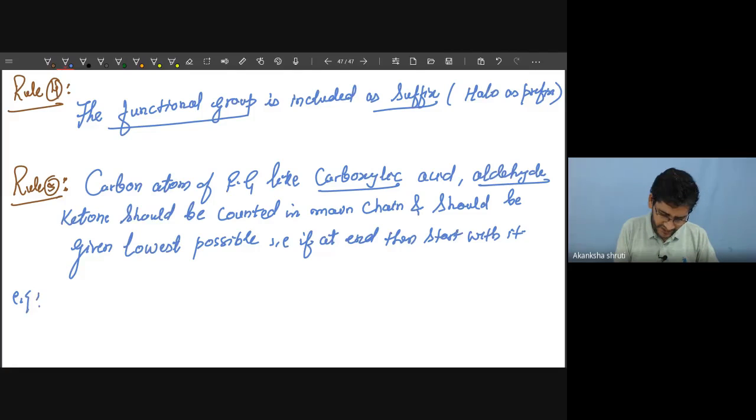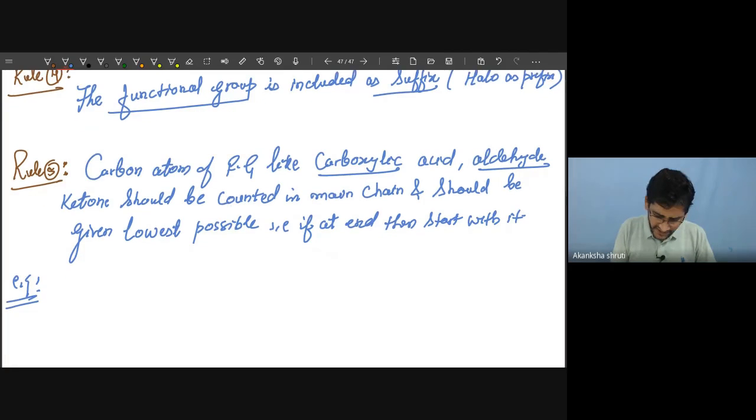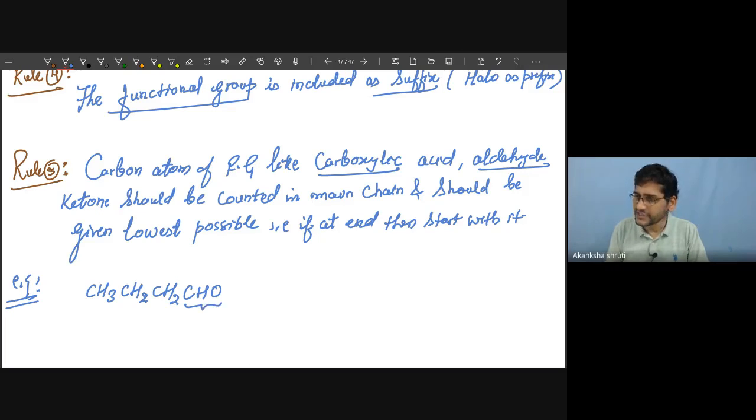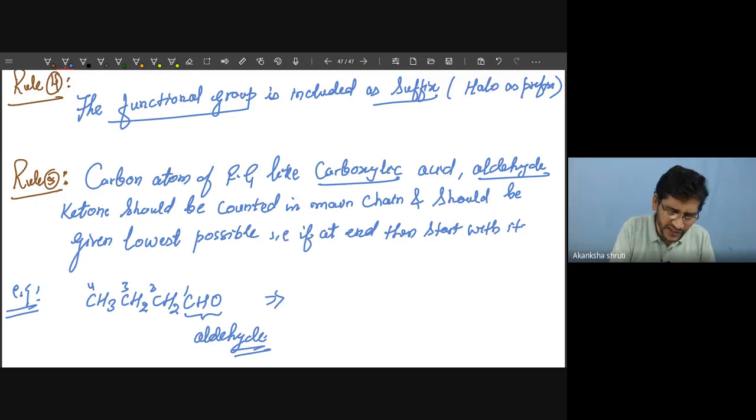Example, let me write like this. Students, if we have CH3, CH2, CH2, CHO. This is the compact structure. Here we are knowing this CHO is representing our aldehyde group. So this shall be given number 1, 2, 3, 4. It should be written like this. So it is simply for this aldehyde. What is the rule? That I had already given you earlier, student.